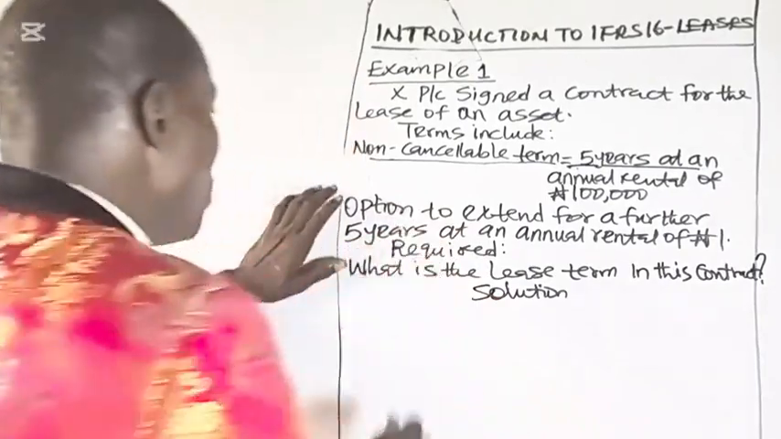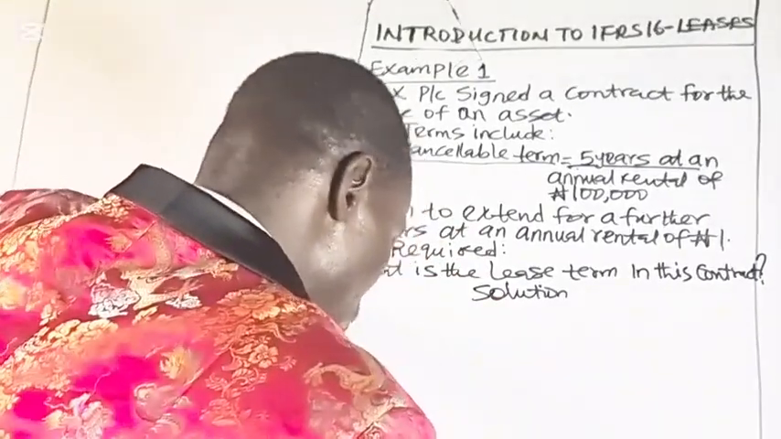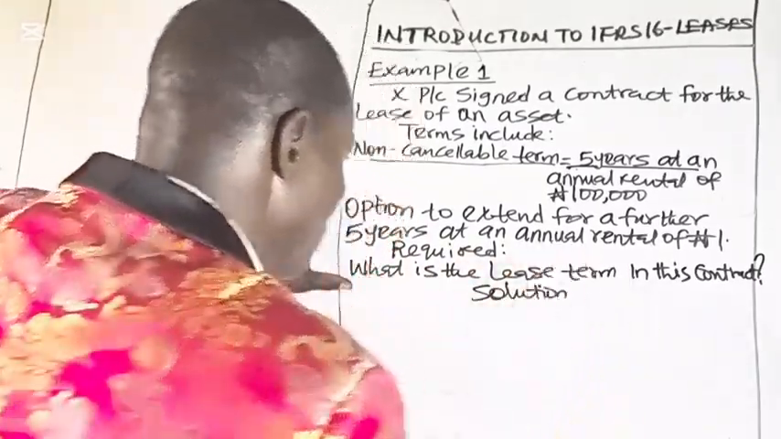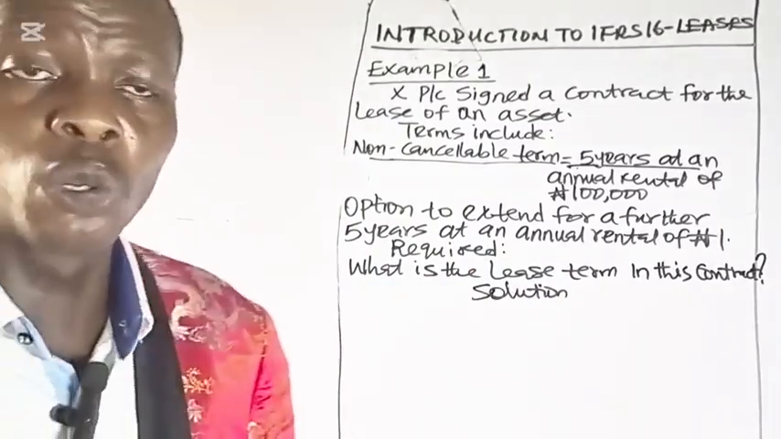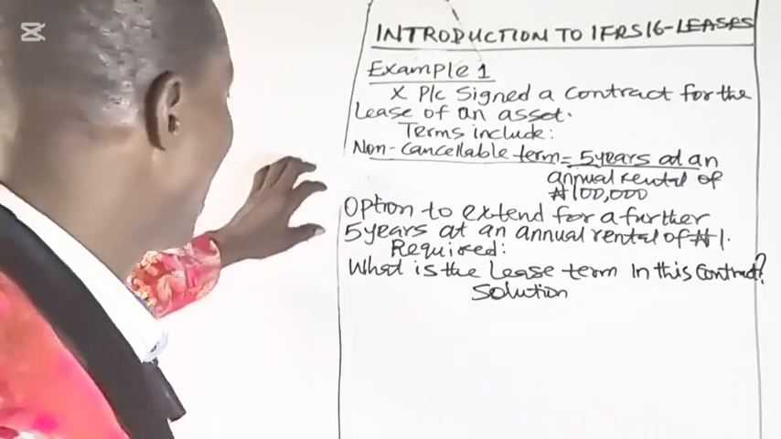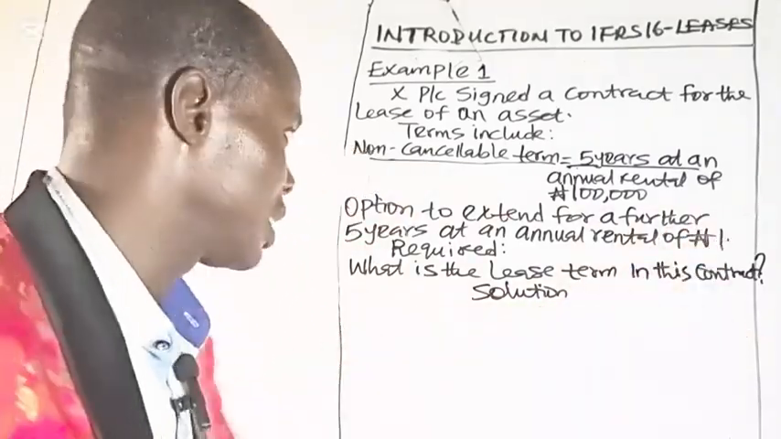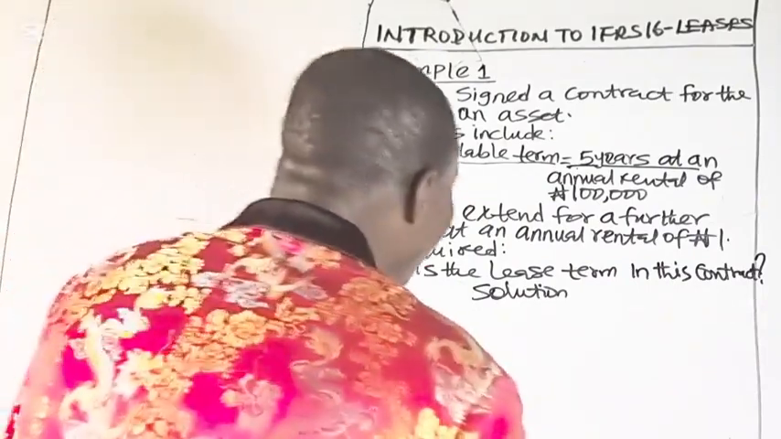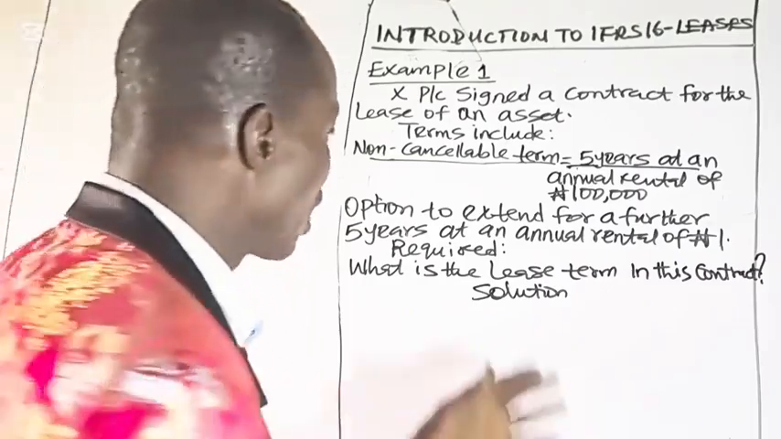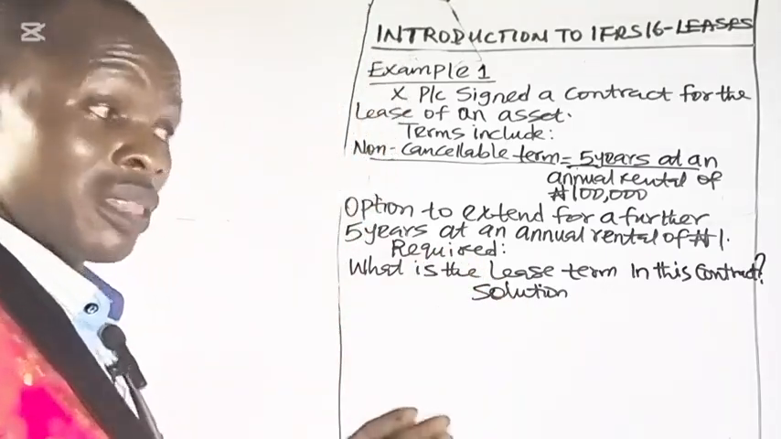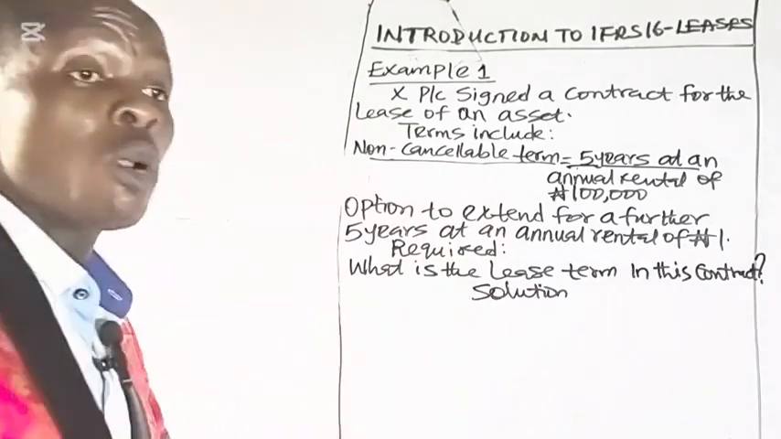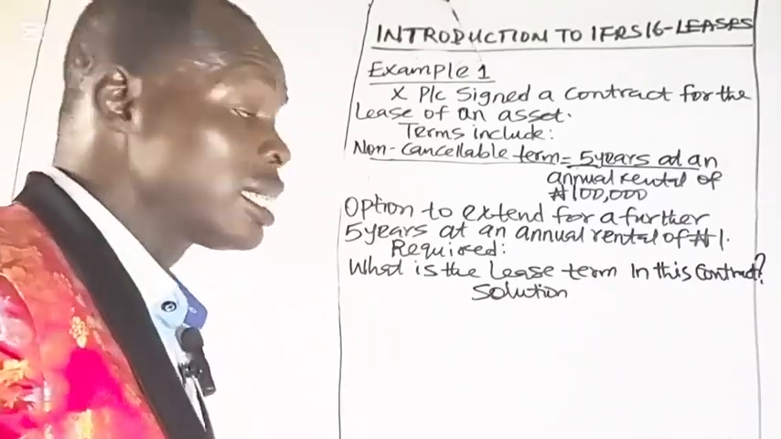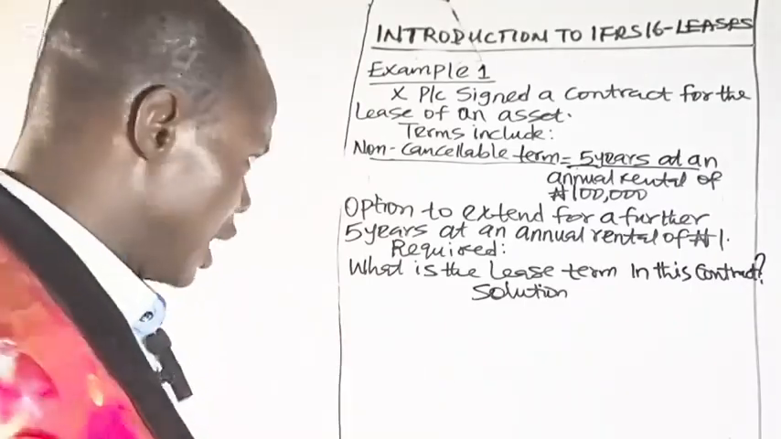Then, before you can decide whether the option period will form part of the lease term, you have to ascertain whether the option will be exercised. Now, I have told you where the rental for the period of the option is very small, that means the lessee will want to make use of that opportunity. Therefore, in that case, the option will be exercised.